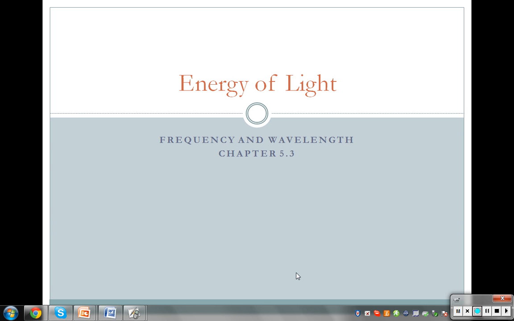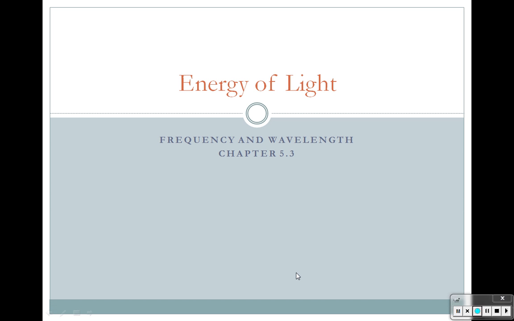This is the energy of light. It's in your book in chapter 5.3. We're going to talk a little bit about the properties of light and of waves. We're also going to talk about how that relates to the Bohr model, and then we're going to do some calculations having to do with frequency and wavelength and light and energy transitions in the Bohr model.